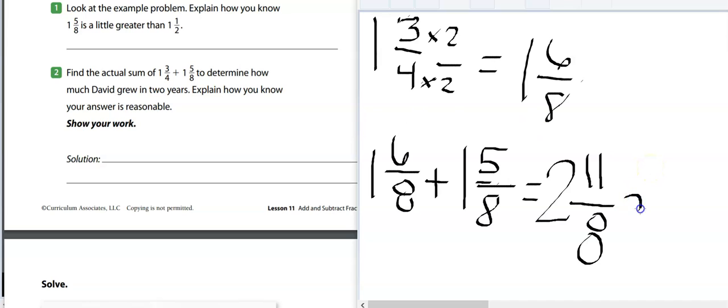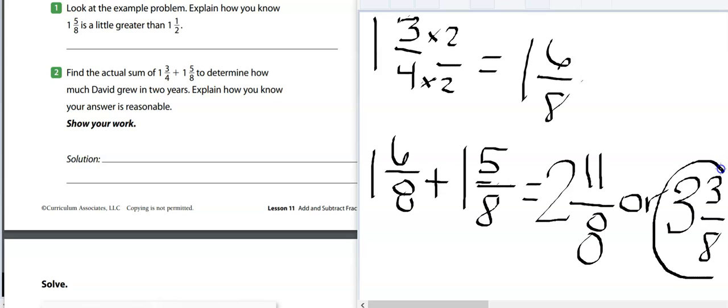So in order for us to make it correct, we need to see how many times 8 goes into 11. 8 can go into 11 one time. So that 1 needs to be added to our whole number 2, which will give us 3. And how much do we have left over? We have 3 left over. And again, our denominator stays the same. So our final answer will be 3 3/8.